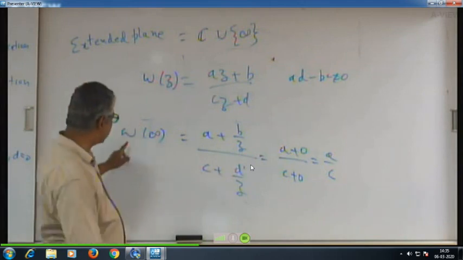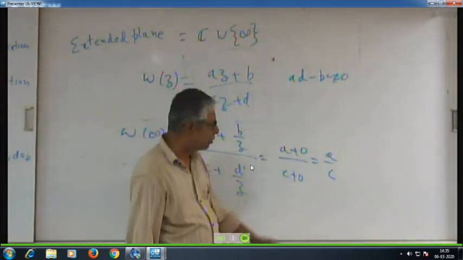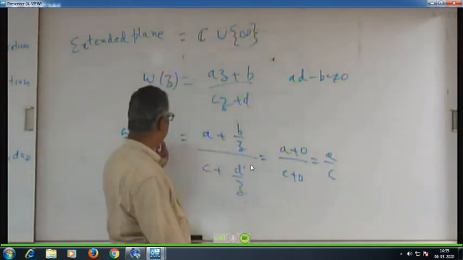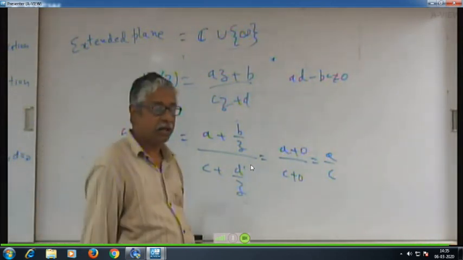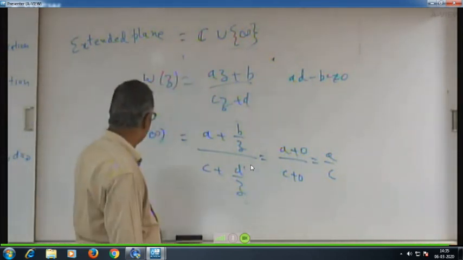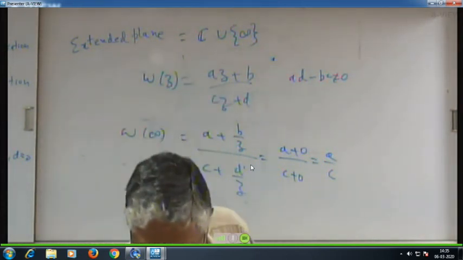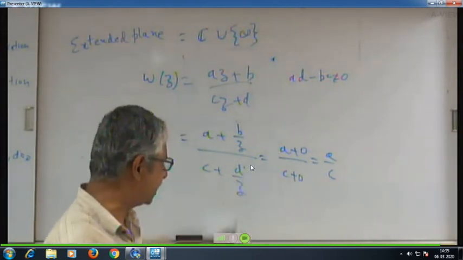So right now I can see that infinity will go to infinity when c is 0. Of course, c can be 0. If c is 0, a by 0 is infinity, so I'll say infinity goes to infinity. This is what happened in the case of translation and magnification, Euler notation. So this is one question: where does infinity go under a bilinear transformation? It goes to a by c. A by c is a finite number.